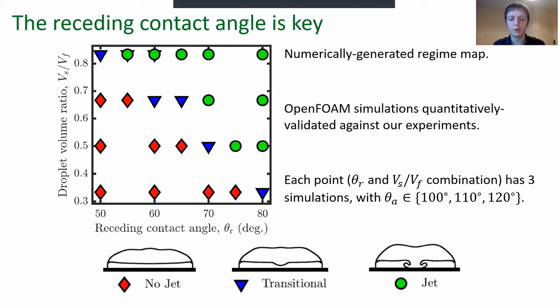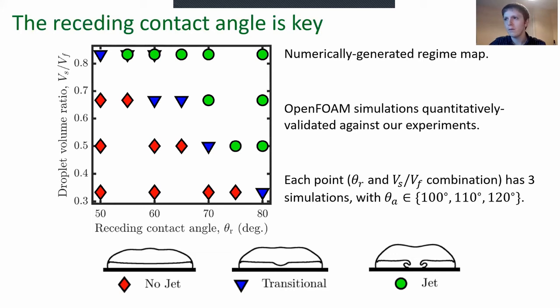In fact, every one of the 23 points that you can see on the diagram there has three simulations with different advancing contact angles. Only two of the points change classification for all three advancing contact angles, and you can see those in the top left of the regime diagram. For the largest contact angle of 120 degrees, a clear-cut jet is not seen for receding contact angles of 50 and 60 degrees on the top row. This is the only change throughout the whole regime diagram and confirms that the influence of the advancing contact angle is subordinated to that of the receding contact angle.